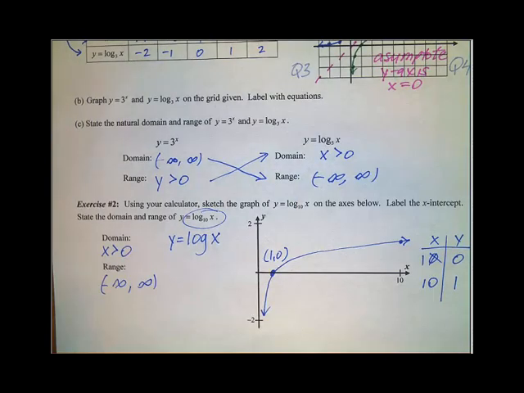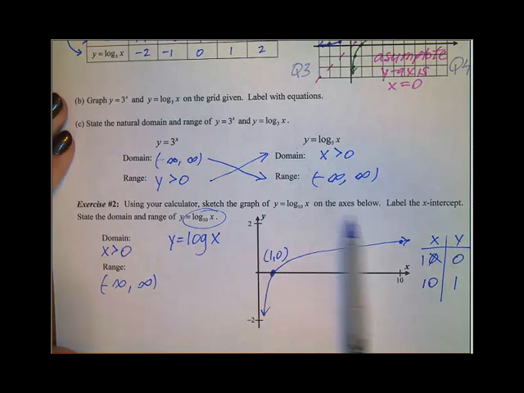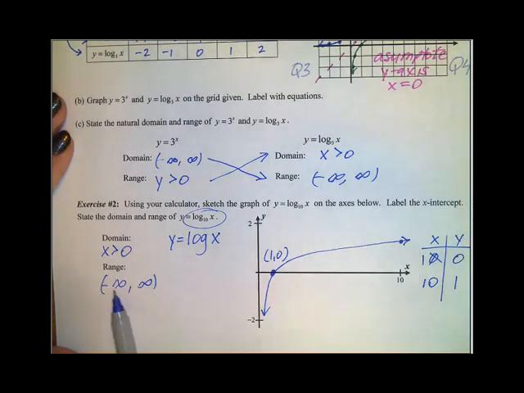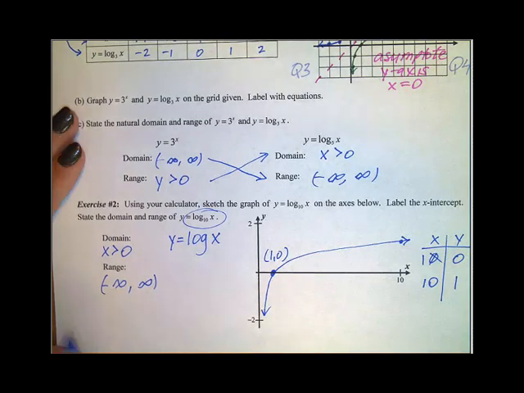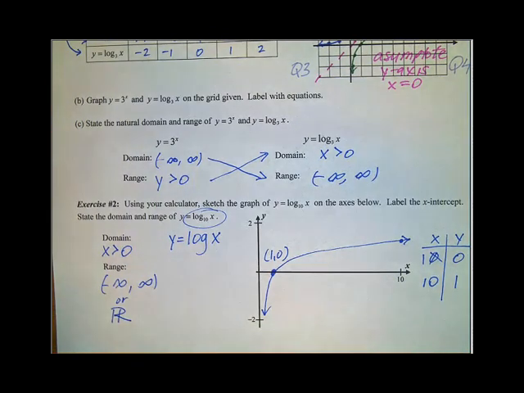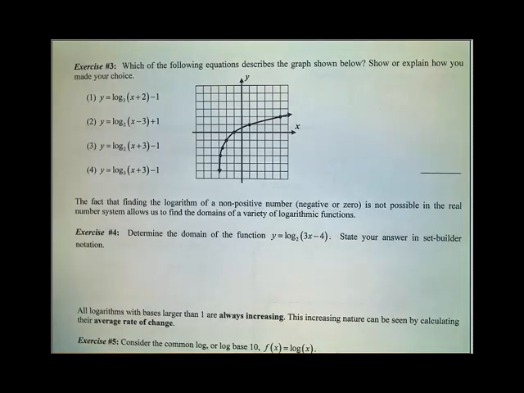Your domain is x is greater than 0 because they're all on the right side of the x-axis. And your range keeps going up, keeps coming down. So all real numbers from negative infinity to positive infinity. Remember, you could also write, if you wanted to, the capital R. Go ahead and pause the video and try exercise 3. It is multiple choice.